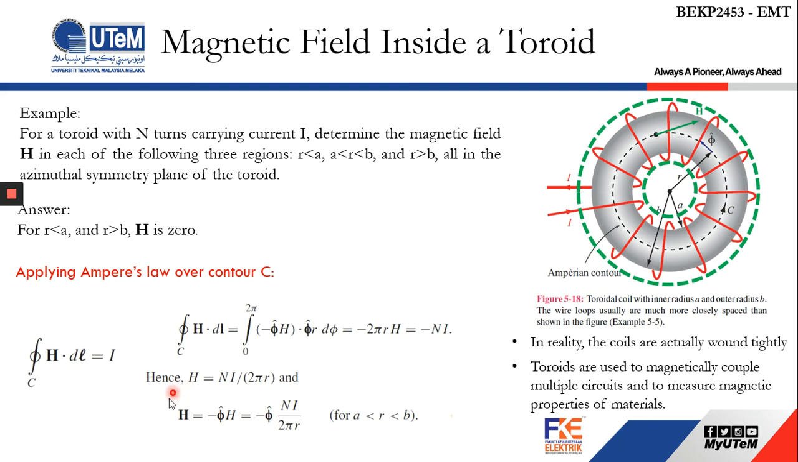And we have the vector of the magnetic field intensity equal to the magnitude of H in the direction of negative phi, or N I over 2 pi R in the direction of negative phi, for this range. So these are the two conditions where we get a very simplified equation to calculate the magnetic field intensity.